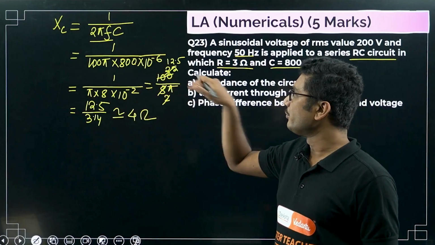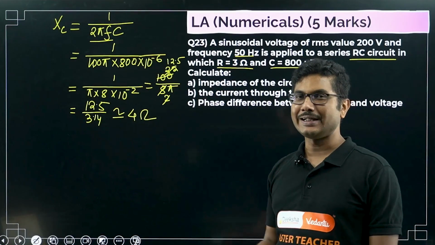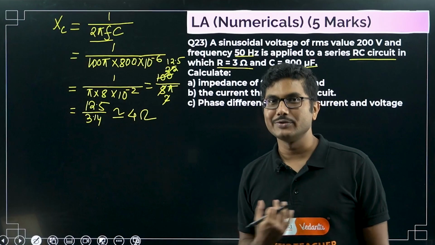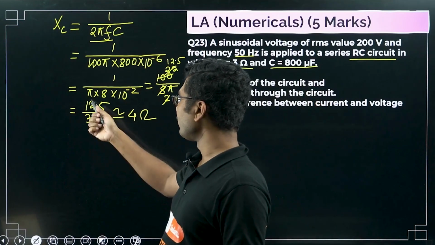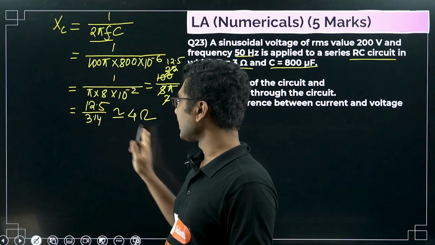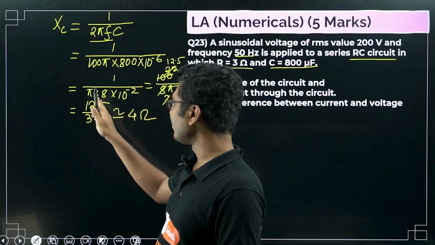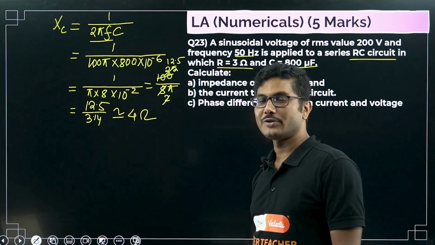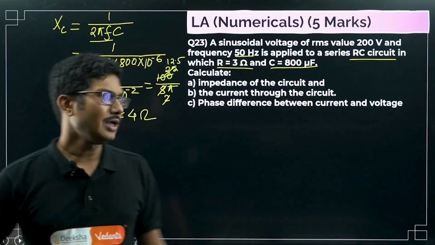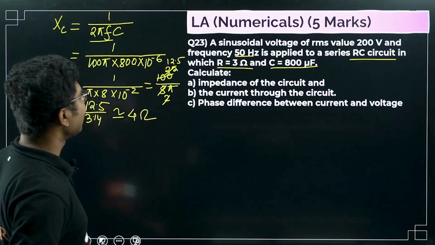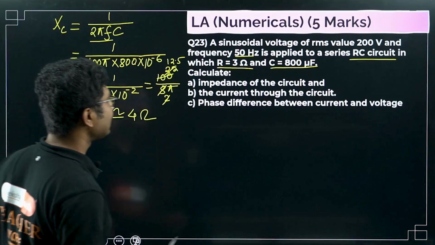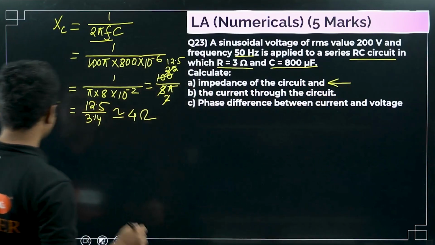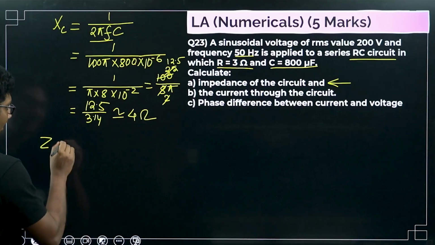If you are practicing for the exam, obviously you should know how to approximate the values, right? So 3 is here, 12 is here. For some time we can ignore this 0.5 and 0.14 and we can see that 3 fours are 12. So approximate value will be 4 ohm. Now what is this? This is the XC. Now first step is to calculate the impedance of the circuit. How to calculate impedance if there is no L? Simple.